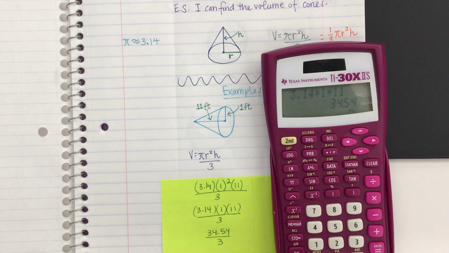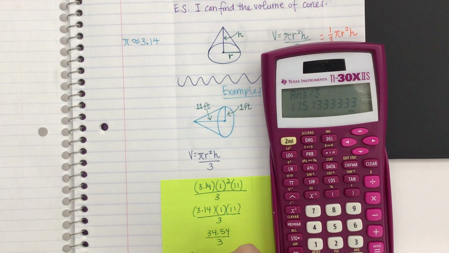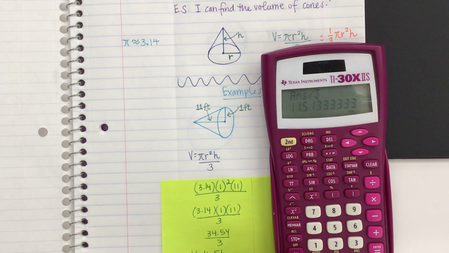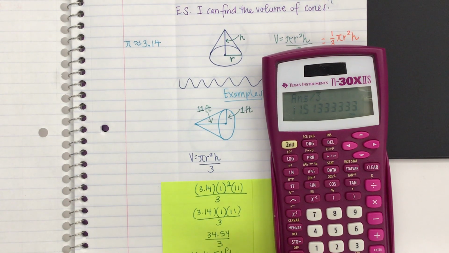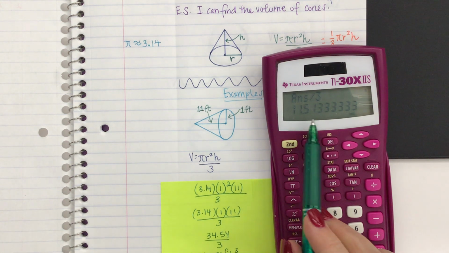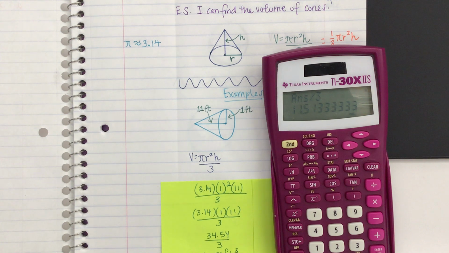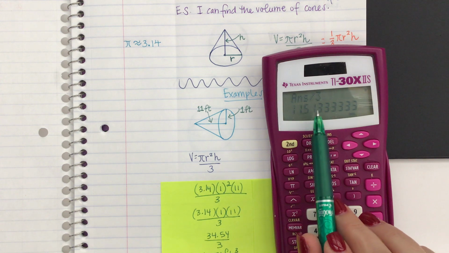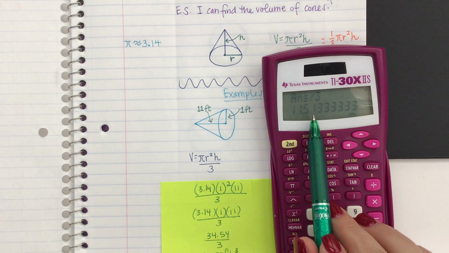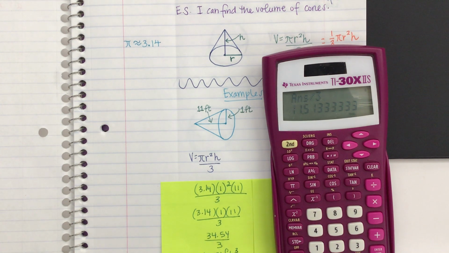34.54, and then I still have to divide by 3. So I have volume is equal to 11.51, oh, not yards, feet. Oops, let me erase that. Feet cubed. Now you look at this problem, it's 11.51333333 goes on forever and ever, but when we round to the hundredths place, we look at the next number. If it's less than 5, we leave it. If it's more than 5, we make this go higher. However, 3 is less than 5, so we leave it as 11.51. So the volume of this cone is 11.51 feet cubed.